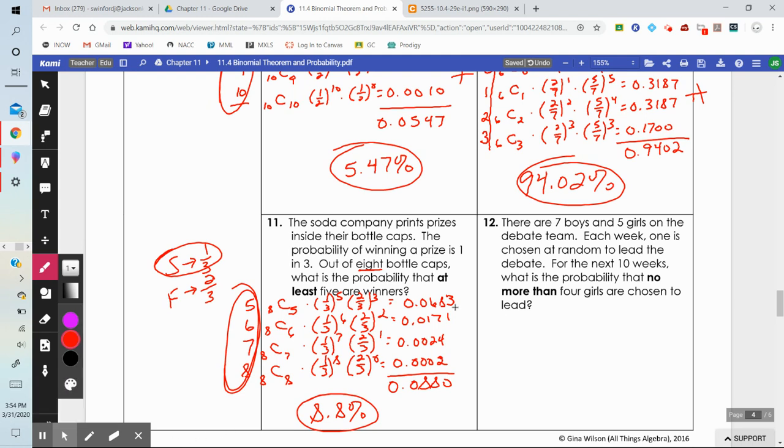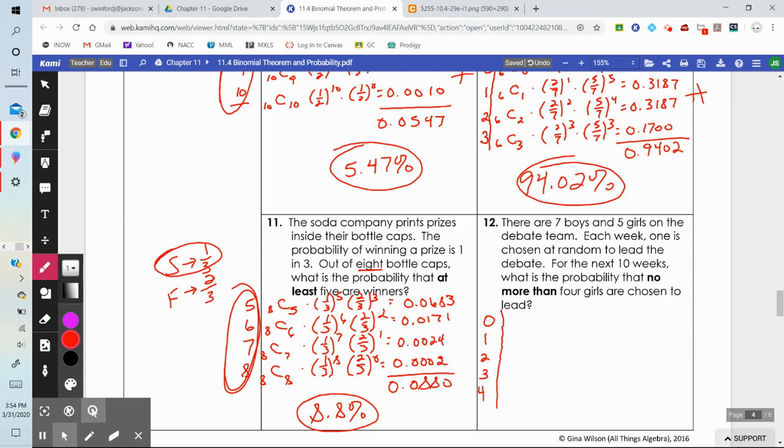Okay, and the last problem says there are 7 boys and 5 girls on a debate team. Each week, one is chosen at random to lead the debate. For the next 10 weeks, what is the probability no more than 4 girls will be chosen to lead? Since we're doing no more than 4 girls, that could be 0 girls, 1 girl, 2 girls, 3 girls, or 4 girls. And that's for the next 10 weeks. So that's our different probabilities we're going to have to calculate.